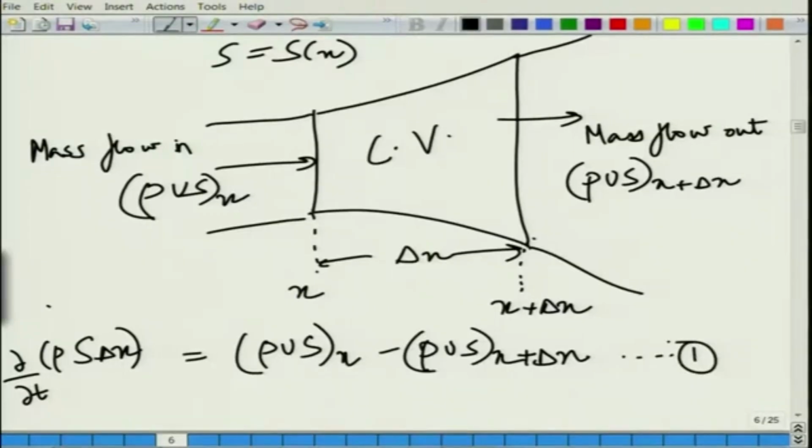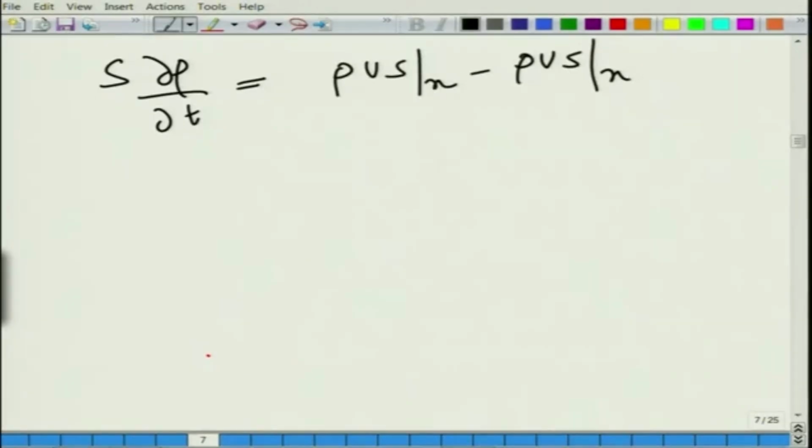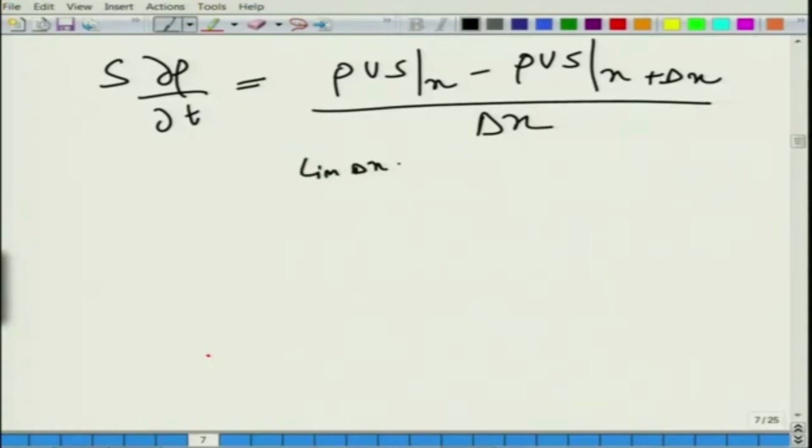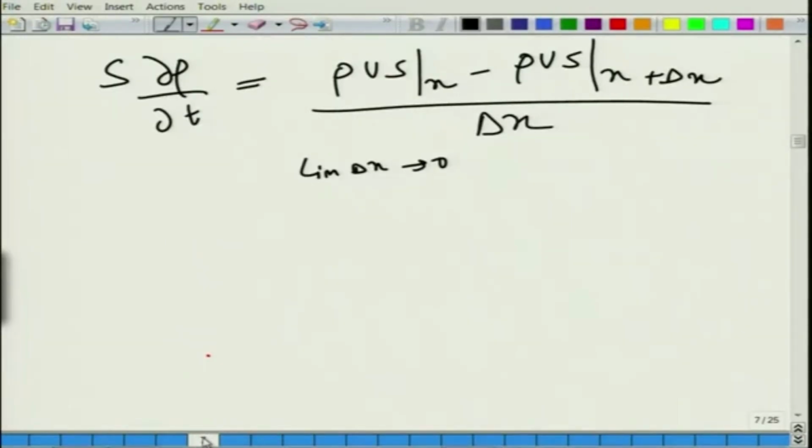So, remember S is not a function of time, however, rho can be a function of time. So, what we do basically is that we take this and divide throughout by delta x. So, rho u S at x minus rho u S at x plus delta x, divided by delta x. Now, we take the limit when delta x is tending to 0, that is, this element that we saw here is basically getting smaller. We basically consider a very small element, that is, the length is very small. So, limit delta x tending to 0.